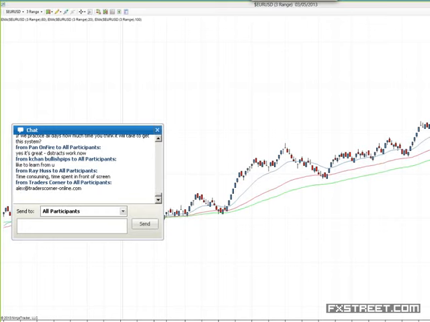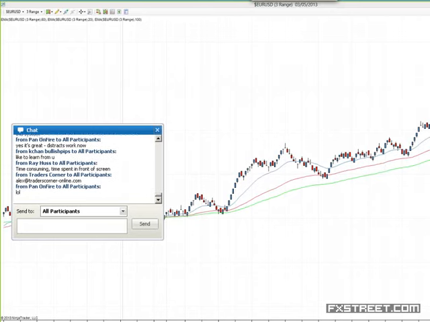Time consuming, time spent in front of the screen. Yes, it is. But if you start to trade longer term, then that doesn't have to be the case. We do a combination of both. So I'm in this trade right now, but equally, I've taken a longer term pound trade this morning and I've been in an Aussie trade for what seems like an eternity. Actually, it's only been a few days, but there you go.